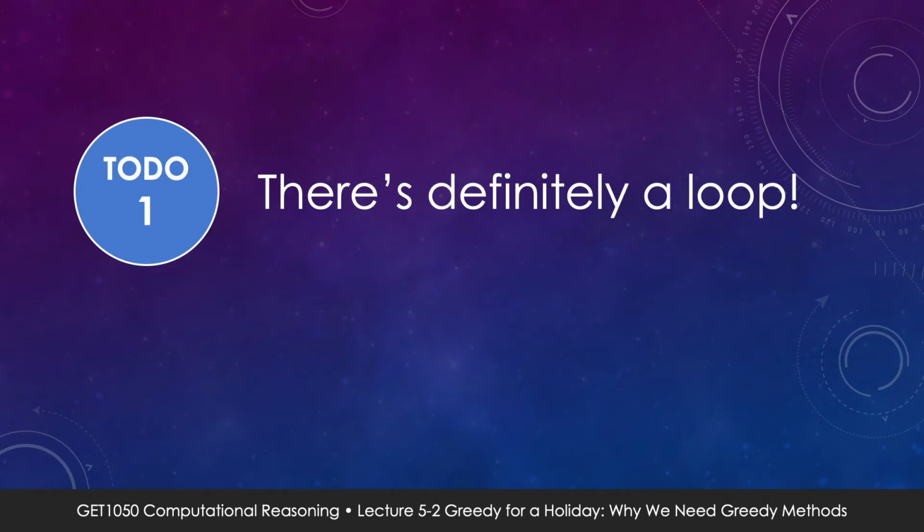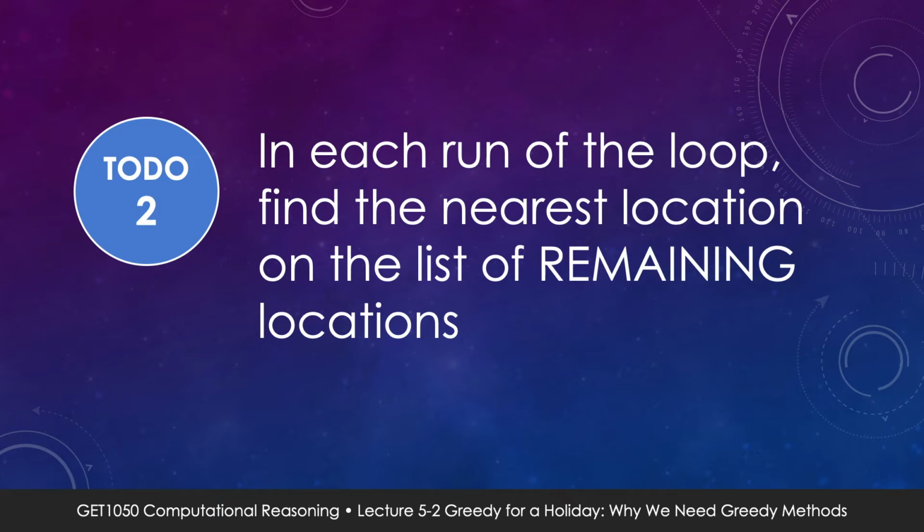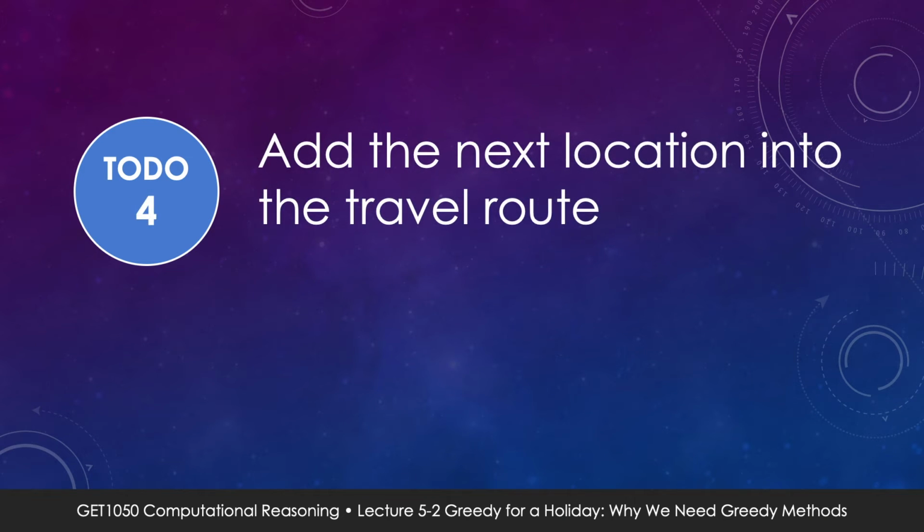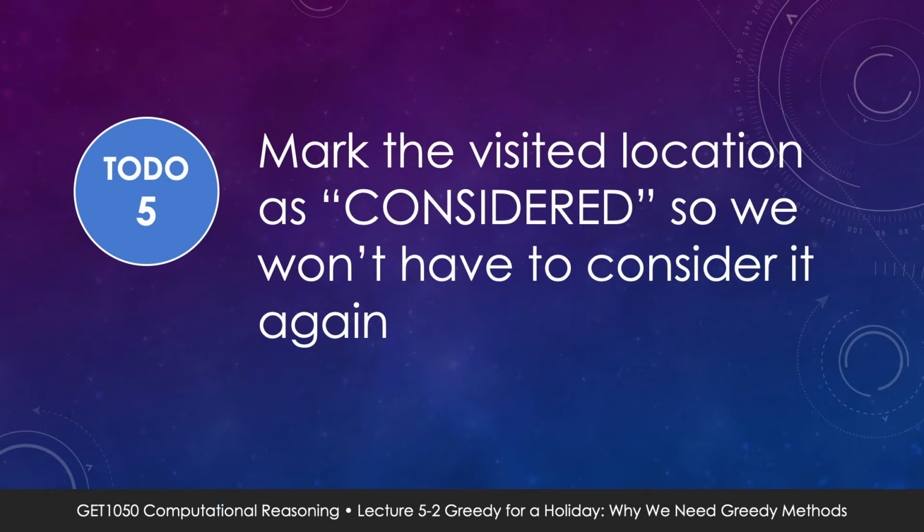1, there's definitely a loop. 2, during each run of the loop, we need to find the next nearest location on the list of remaining locations. 3, well, we definitely need to go to the next location. 4, we'll need to write down the location into our route. We need to record that, right? 5, we need to mark that location as considered so that we won't look at it again.